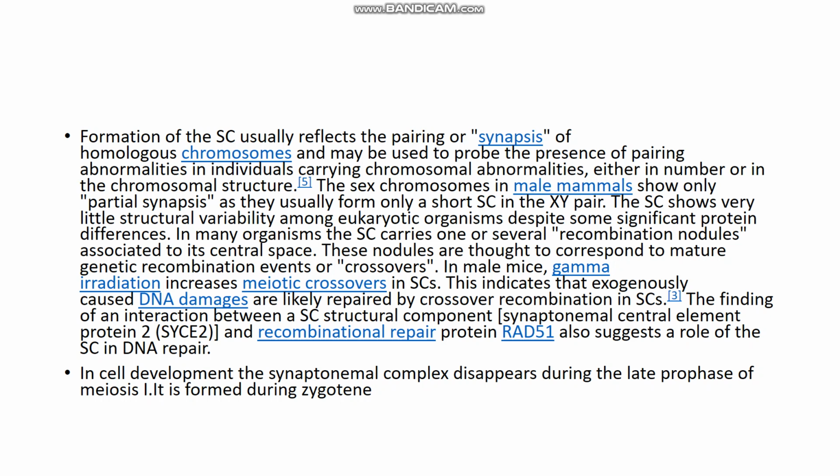The synaptonemal complex shows very little structural variability among eukaryotic organisms, despite some significant protein differences. In many organisms, it carries one or several recombination nodules associated with its central space. These nodules are thought to correspond to mature genetic recombination events or crossovers.